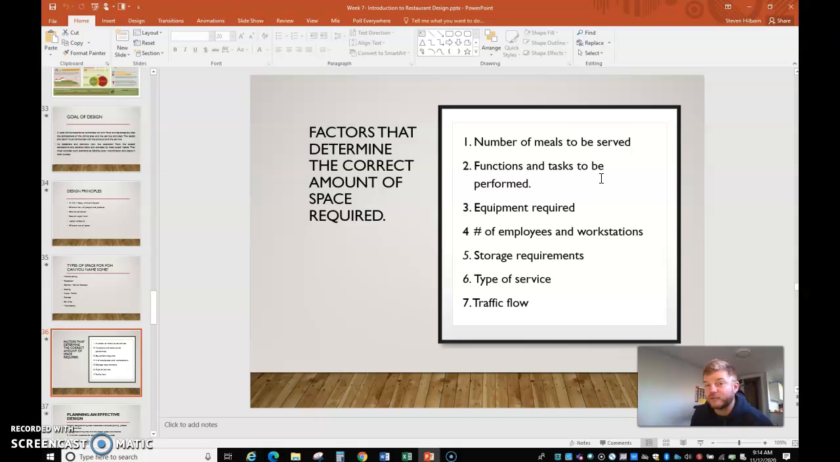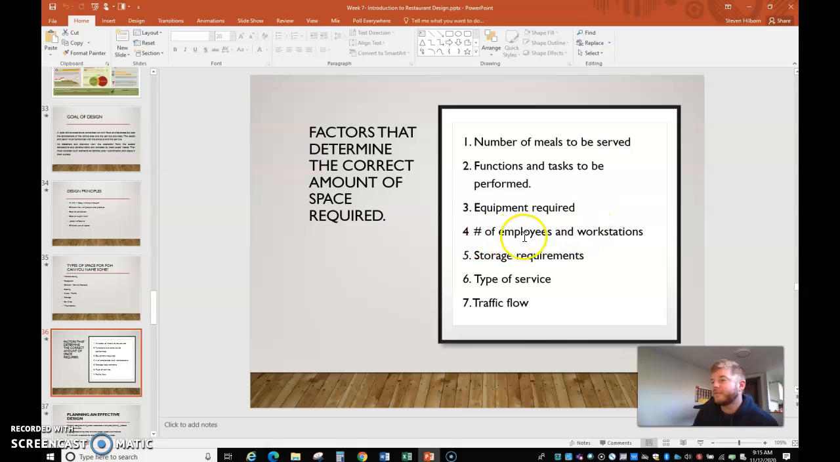So is it a buffet restaurant? Is it an open kitchen? What kind of meals are you having? Do you need grills? Do you need saute? Do you need ovens? Are you baking at all? These are all the kind of things that we want to make sure we understand, which is why having a menu is really important before you start the design.